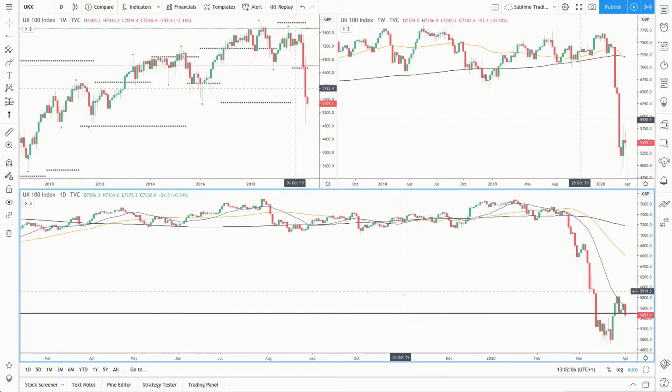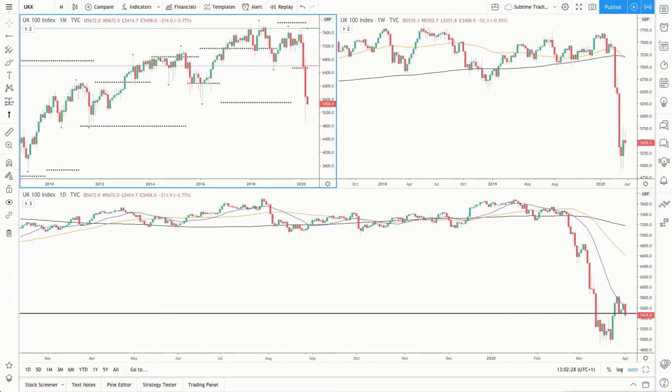Now here at Sublime Trading, we are long-term trend followers, so we're looking for the large moves in the market. We don't use intraday time frames, so we don't go down to a 1 hour time frame or a 5 minute time frame. We look for the big moves in the market, and to be able to look for the big moves, you need to have the right time frames, and so that's why we use the monthly, the weekly, and the daily time frame.